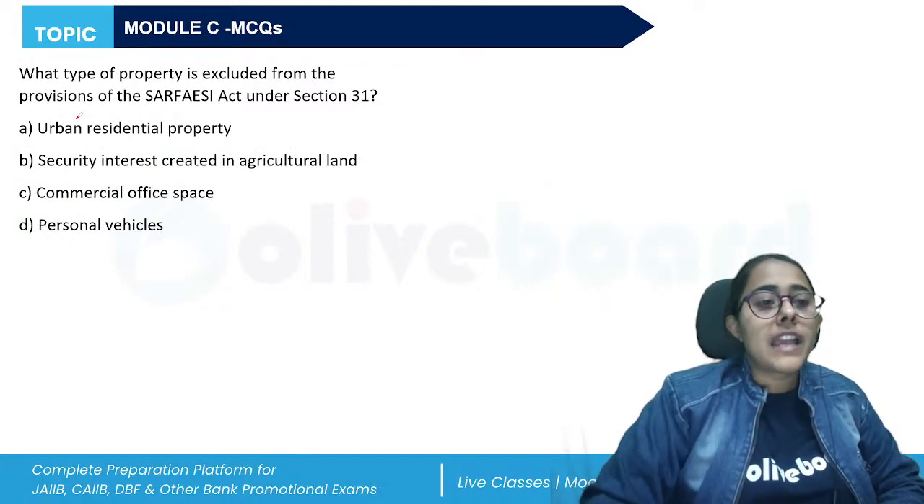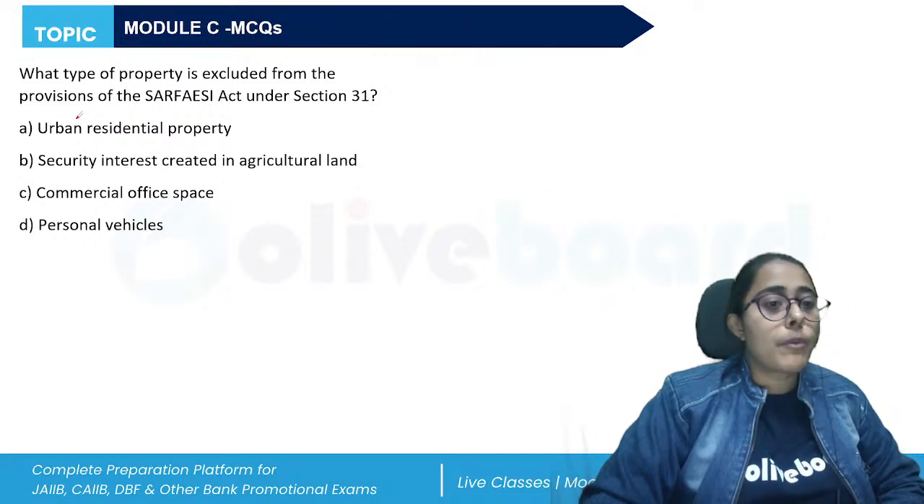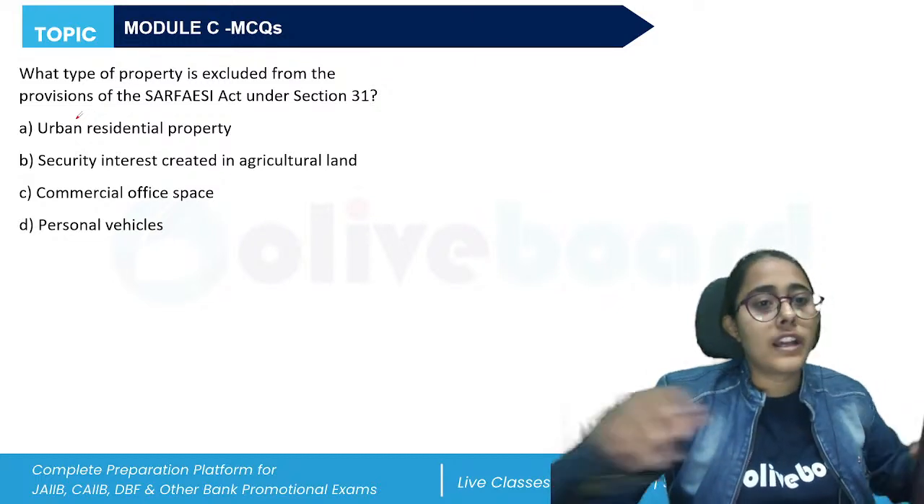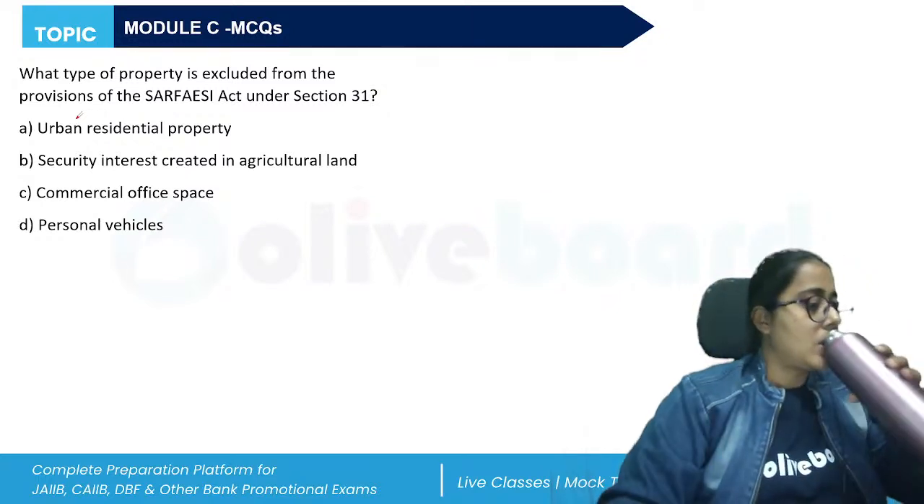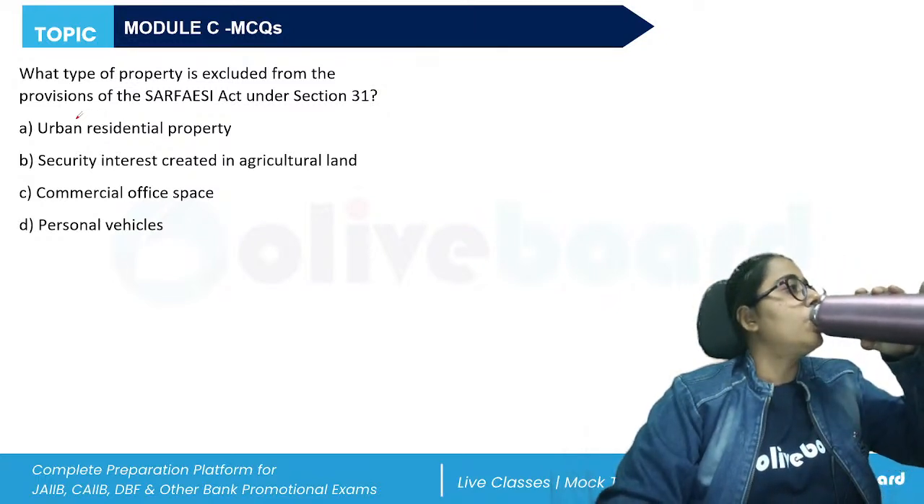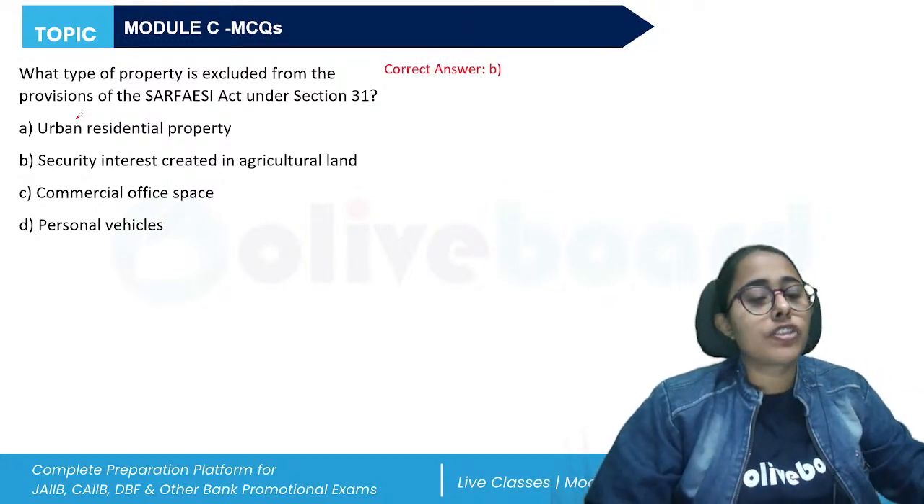Next, which type of property is excluded from the provisions of the SARFAESI Act? The SARFAESI Act talks about the various properties that can be securitized. However, one such property out of the four cannot be taken. They are excluded. So urban residential property, security interest created in agricultural land, commercial office space or personal vehicles. Which of the following are excluded from the provisions under section 31? The correct answer is option B.